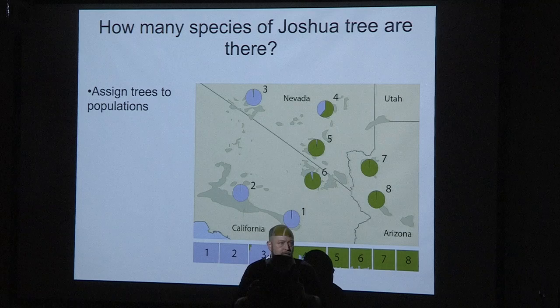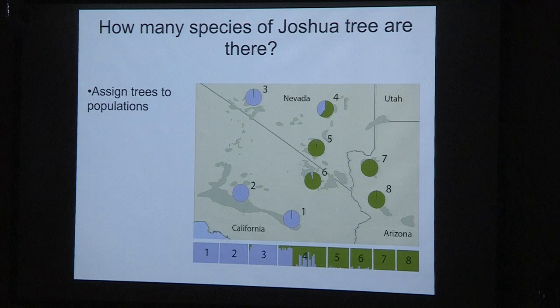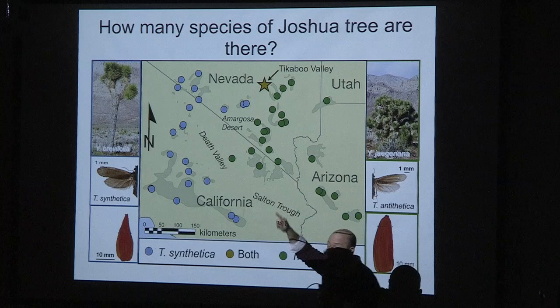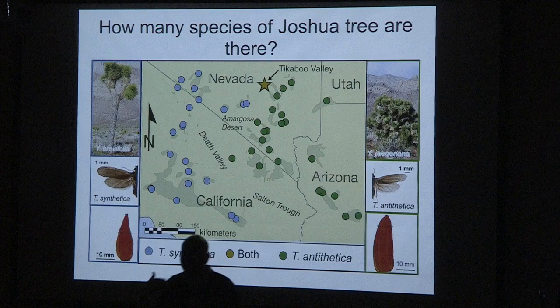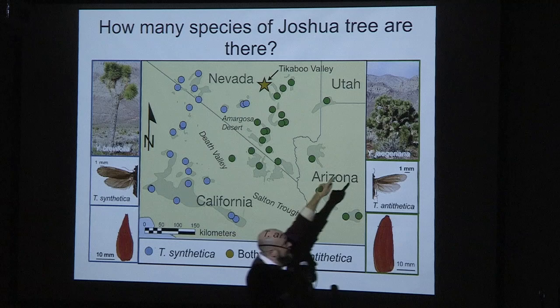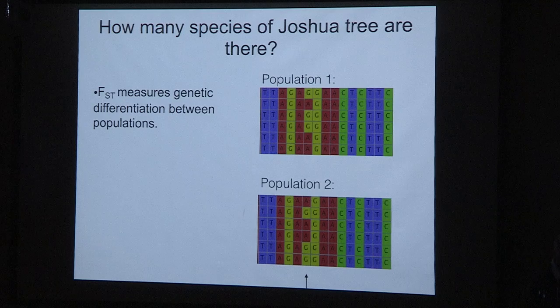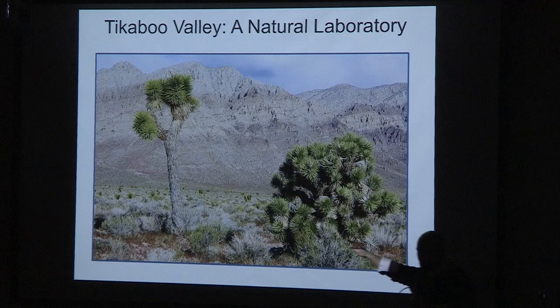Okay. It turns out I spent a lot of time there. And that place right in the middle is a site called Tickaboo Valley, right up in there. At Tickaboo Valley, we have Yucca brevifolia and Yucca jaegeriana growing right next to each other. In fact, this picture is Yucca brevifolia and Yucca jaegeriana growing right next to each other. Yeah? Okay.